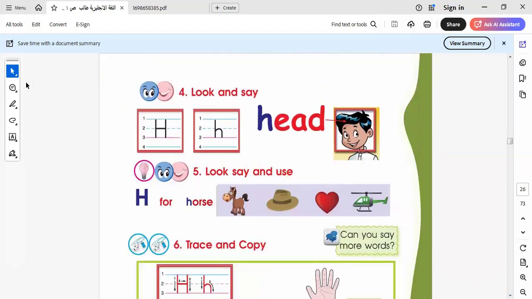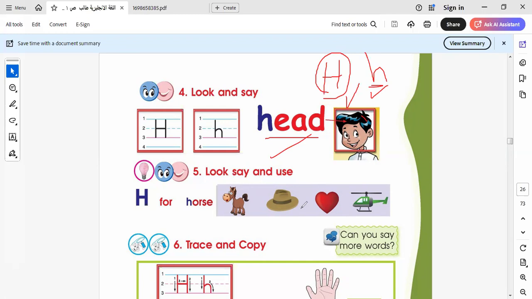Let's go to another item in this unit. Here is the letter H, written like this, called capital H and small h. I will repeat, and you repeat after me. Capital H and small h. H for what? For head. H for head. This one is called head. So I will repeat: capital H and small h, head. Let's do this exercise together.